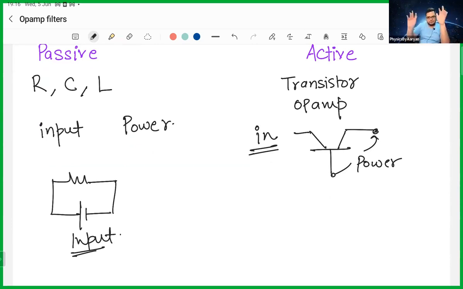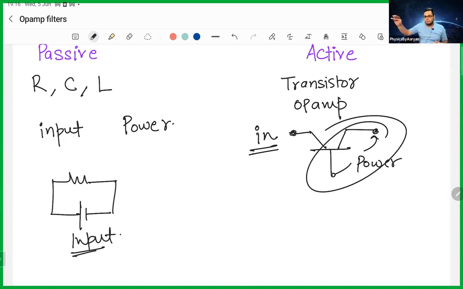But in the case of a transistor, this is my input, but I also need power to use my transistor. Otherwise, my transistor will not work. It will not amplify, because otherwise energy conservation will be a problem. A transistor can be used as an amplifier. A transistor is not an amplifier; it can be used as an amplifier. A transistor has other functions as well, right?